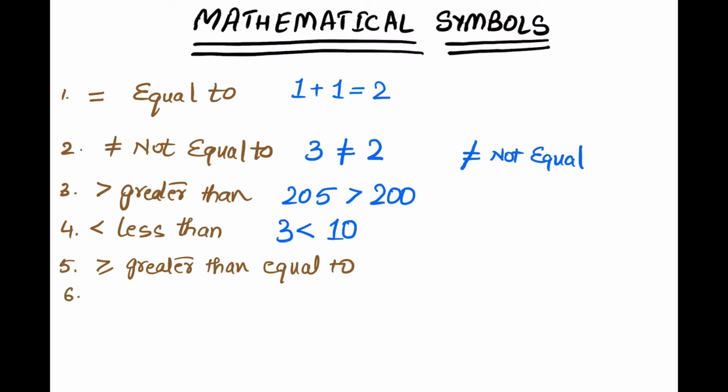Now the sixth symbol is less than or equal to. So this is less than, equal to. Again, the top portion matches with the less than symbol and the bottom portion resembles the equal to sign. That's why this is less than and equal to. We will look at these two symbols in future examples.